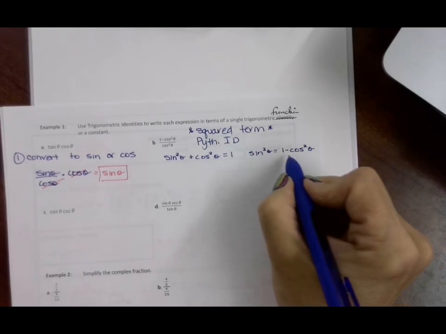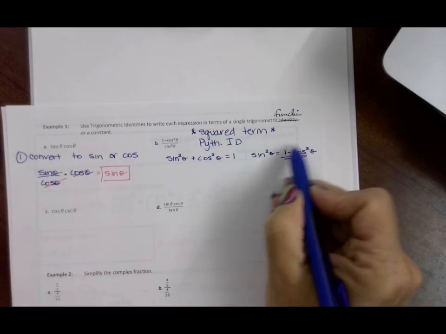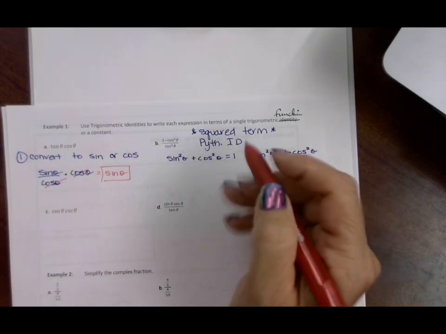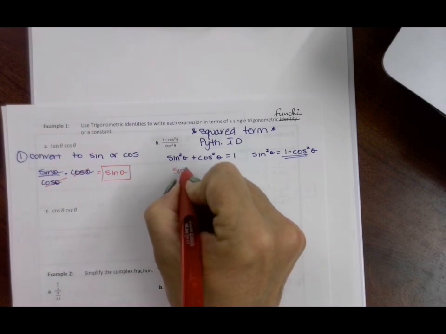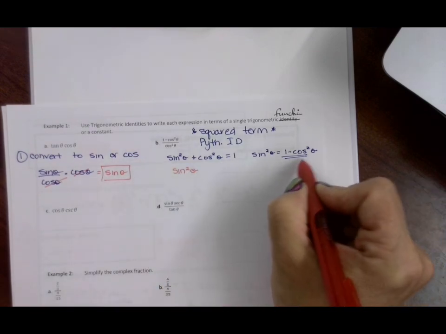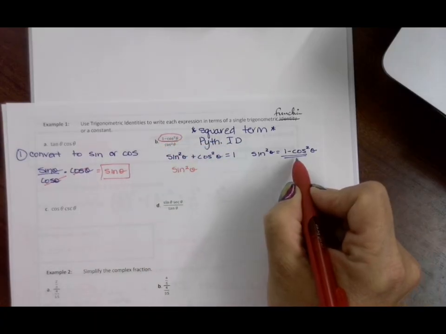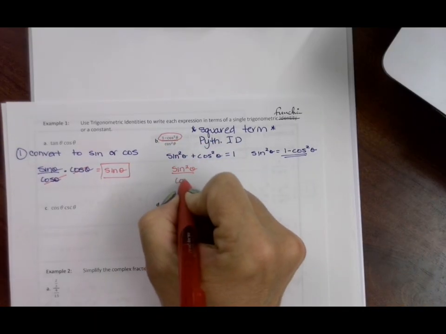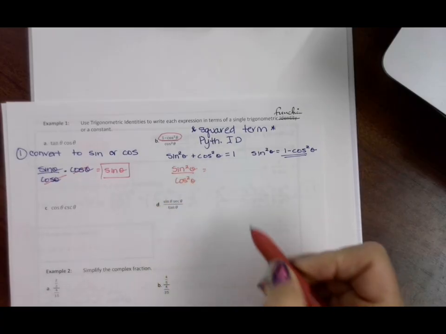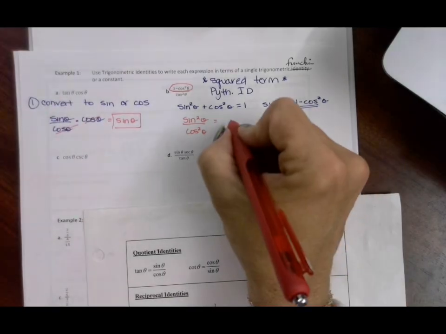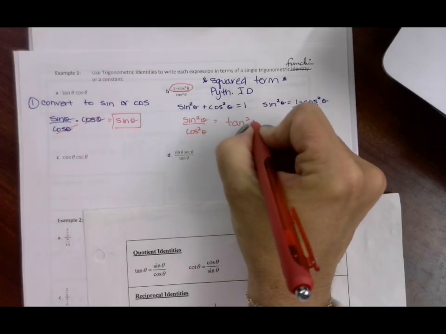And now what you see is that this guy can be simplified up here. So what this gives me is sine squared theta, because I'm going to simplify all of this. I'm going to replace it with 1 minus cosine squared theta over cosine squared theta. And when I have sine over cosine, go back to this, sine over cosine is tangent. So this whole thing simplifies to tangent squared theta.